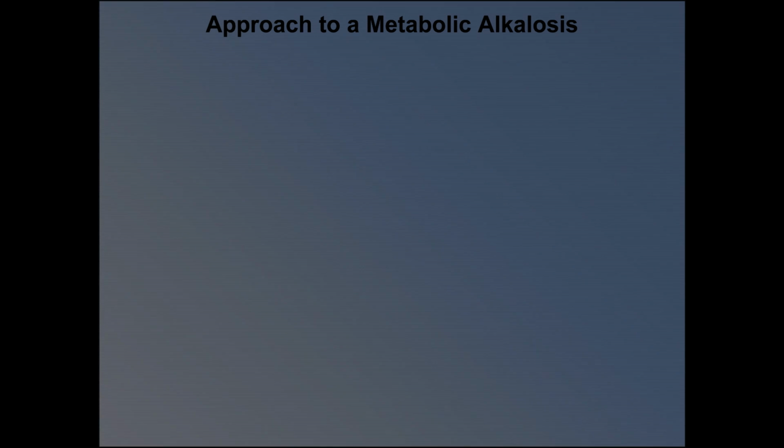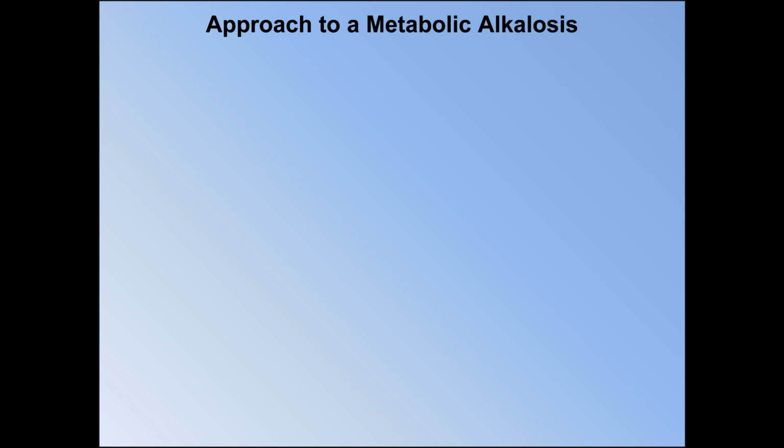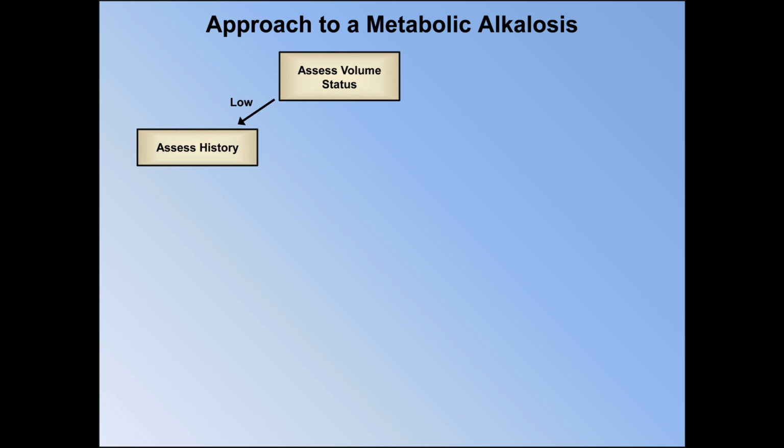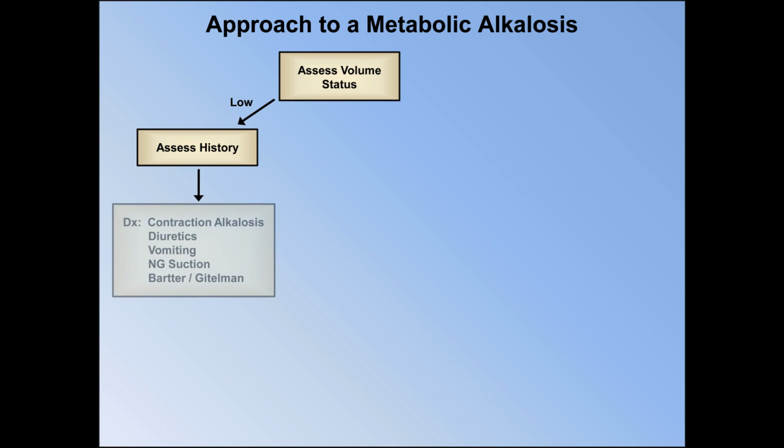The last topic I would like to address in this lecture is how to approach a metabolic alkalosis and establish a diagnosis. The first step is to assess volume status. If it is low, the history will almost always be sufficient to explain the situation, as the patient will have either an obvious contraction alkalosis from primary dehydration, diuretics, vomiting, or NG suction. If none of those are apparent, and the patient is in the appropriate age demographic, you may be dealing with one of those rare cases of Bartter or Gitelman syndromes.